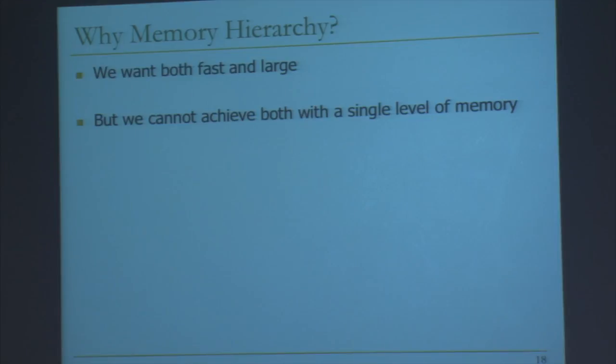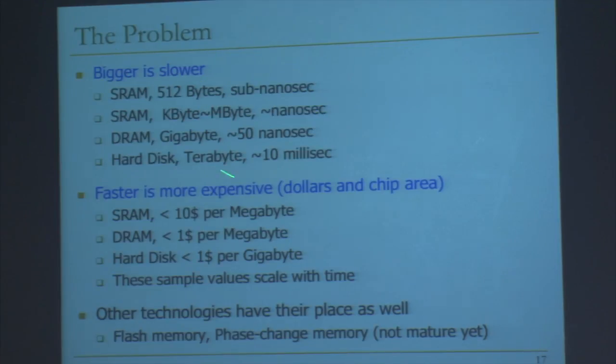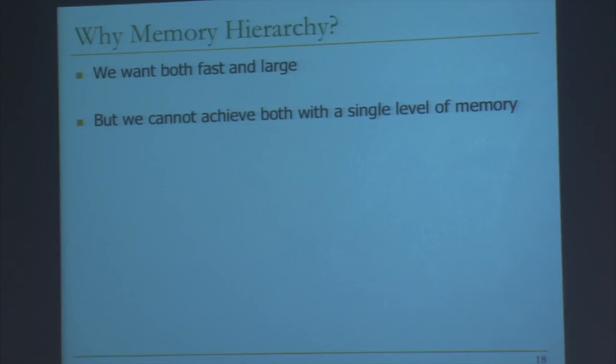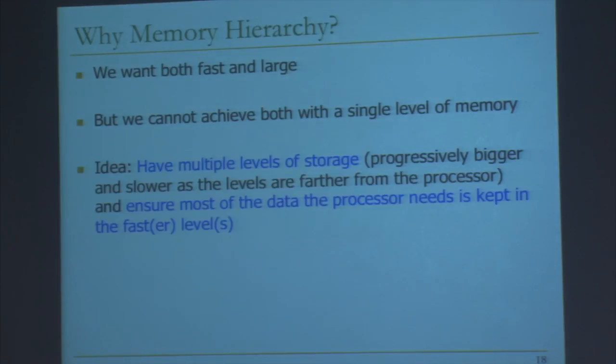Okay, so why do we want to have a memory hierarchy? Because of these reasons. Bigger is slower, and faster is more expensive. There's no single technology that enables you to have big and fast at the same time. So we want both fast and large, but we cannot achieve both with a single level of memory. And the idea of memory hierarchy is to have multiple levels of storage that get progressively bigger and slower as the levels get farther from the processing engine, and ensure somehow that most of the data that the processor needs is kept in the faster levels, the levels that are closer to the processor, and manage this hierarchy somehow such that this happens at least most of the time.